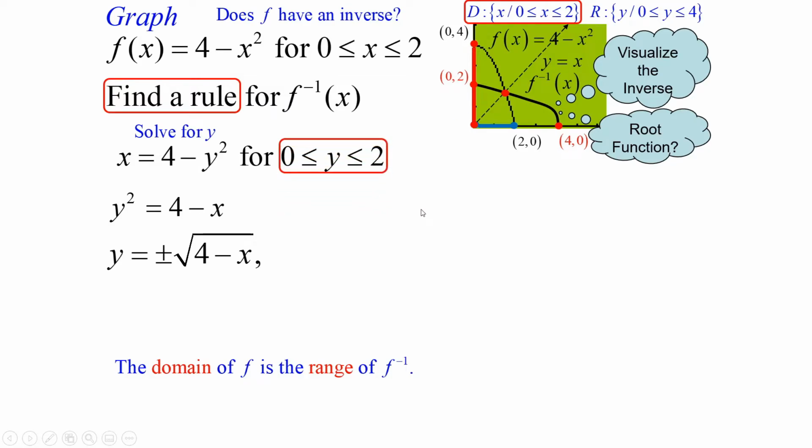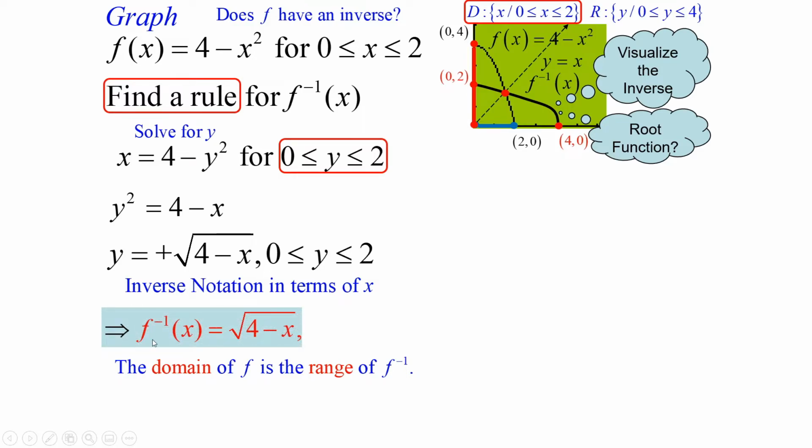Okay, awesome. So there we go. y equals plus or minus root 4 minus x for 0 less than or equal to y, and y is less than or equal to 2. And because there are no negative values for this y right here, that means I can drop the minus. So it's just going to be y equals root 4 minus x. Now inverse notation, and let's put everything in terms of x now. So y is actually the inverse of this function f up here. So I'm going to go f inverse of x equals root 4 minus x.